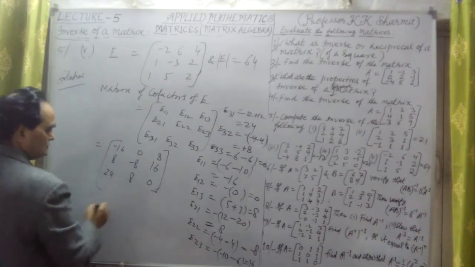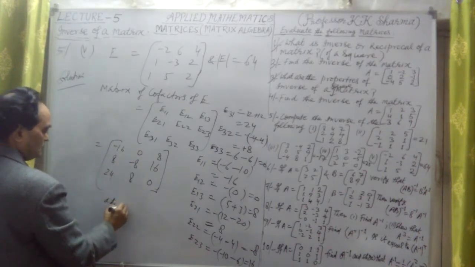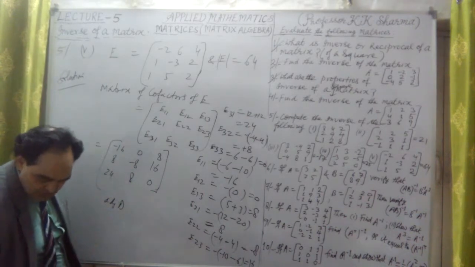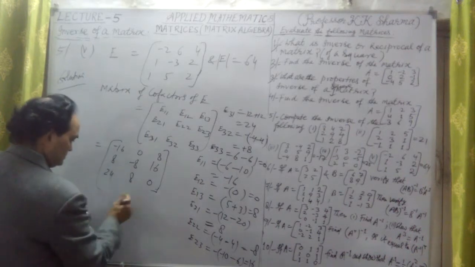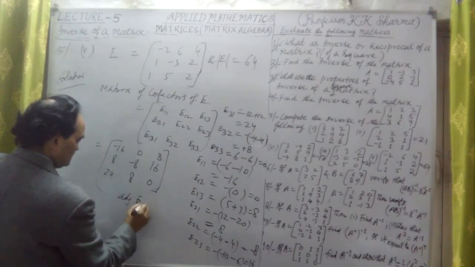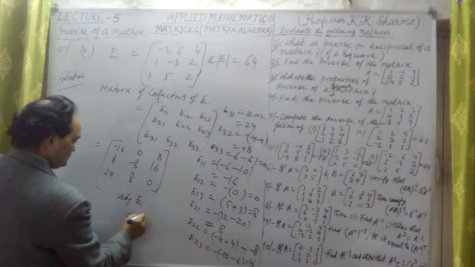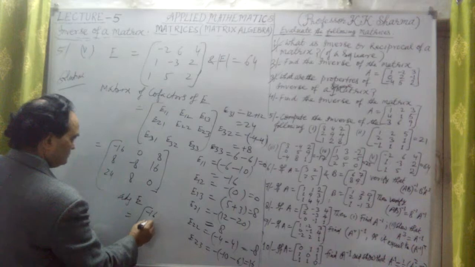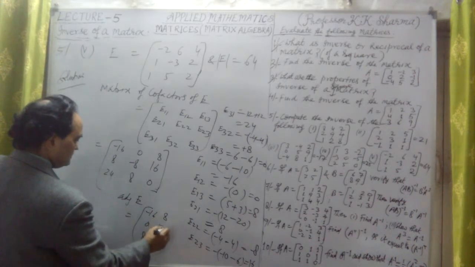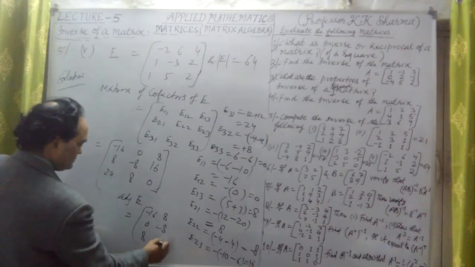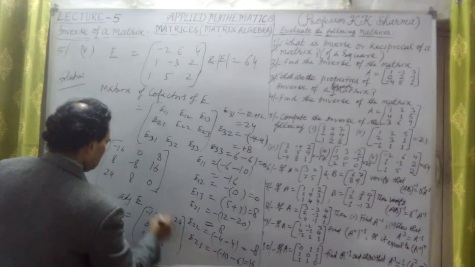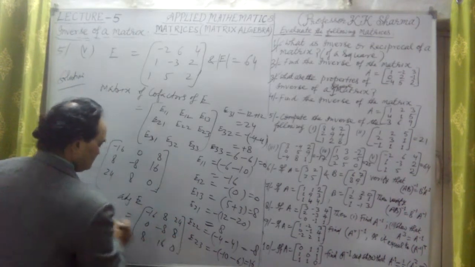Okay, now transposing this, we have the adjoint of E in this case. With E here we are calculating. Therefore, adjoint of E is equal to transposing this: minus 16, 0, 8, 8, minus 8, 16. This row becomes the third column, 24, 8 and 0.